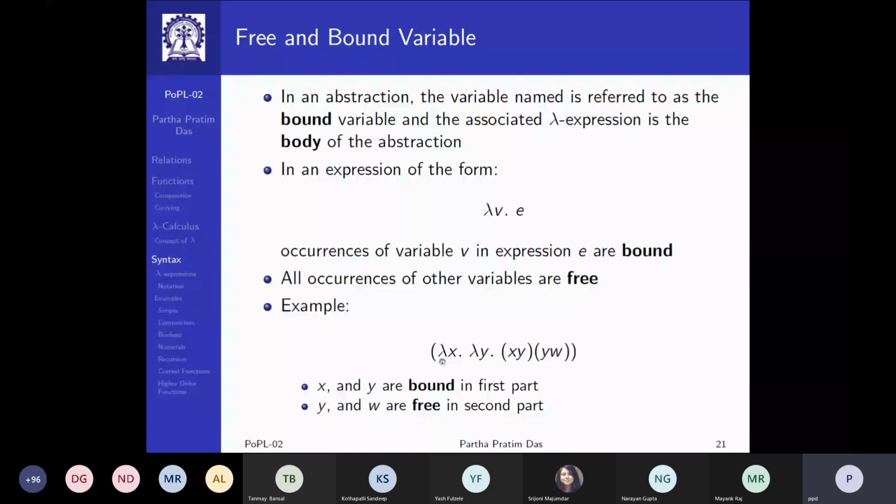I'll put a parenthesis here. That will resolve it. What I wanted to mean is this is an abstraction: lambda x, lambda y, xy is the abstraction. So think of a parenthesis here. This is an abstraction that is being applied onto yw. Now in this abstraction, x and y are bound. But in this part, y is not bound because there is no lambda y on that. I understand, possibly I should have done that. This is creating the confusion. Is that okay?